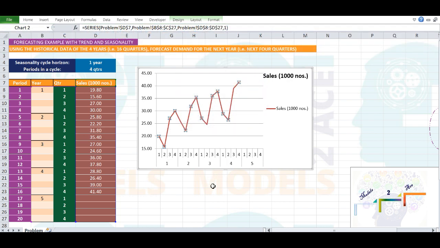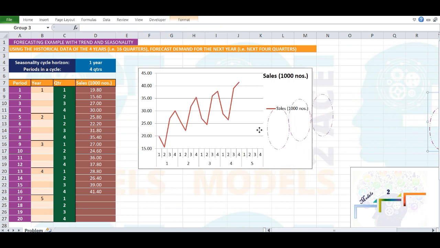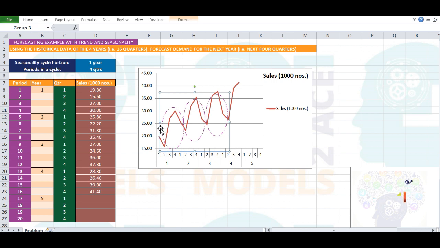We note that demand is trending upwards year on year. Seasonality too is present in the data, and we can note that the seasonality or periodicity of the cycle is annual. The peak and off-peak periods, marked by the circles, repeat every year.